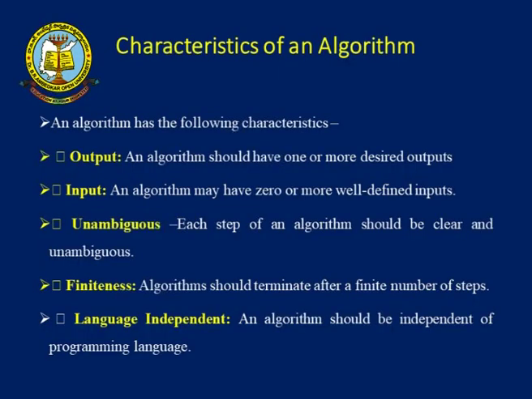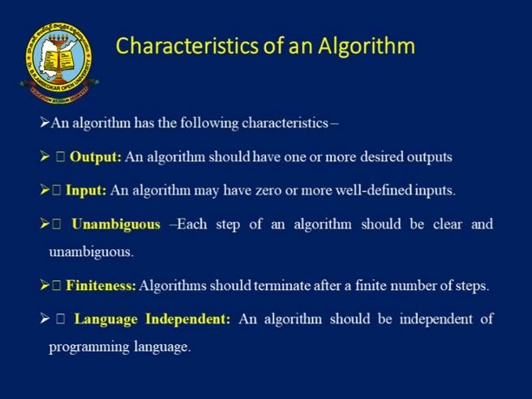The main characteristics of an algorithm: the very first is, whatever algorithm we write, whatever work we do, it should definitely give some output. In the same way, if you write an algorithm, it should give at least one output, or more than one output. Then only will we assume the task has been completed.